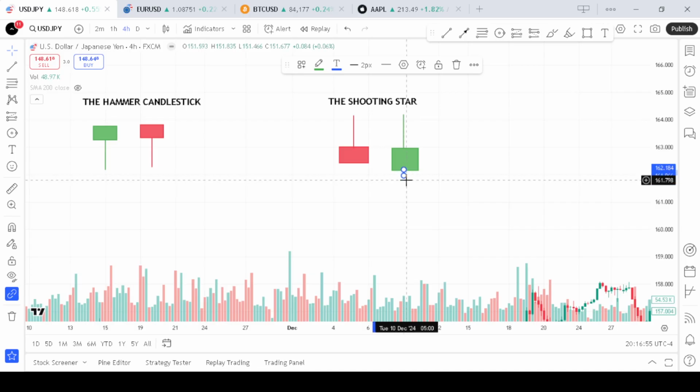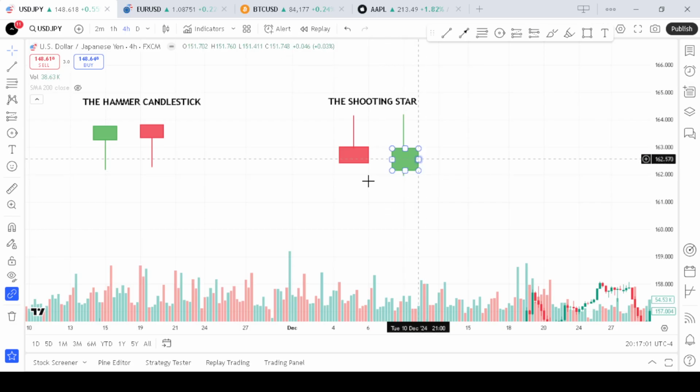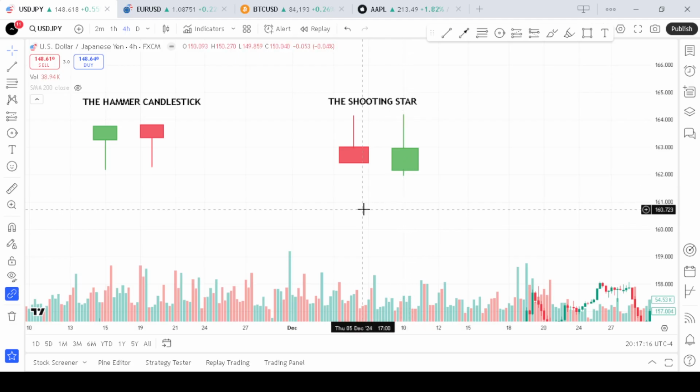It features a small body at the lower end of the range with little or no lower shadow, but it has a very long upper shadow, again at least twice the size of the body. This indicates that buyers initially pushed price higher but lost control of the market as sellers entered strongly, closing the price near its low. Both patterns rely on distinct structures for interpretation.